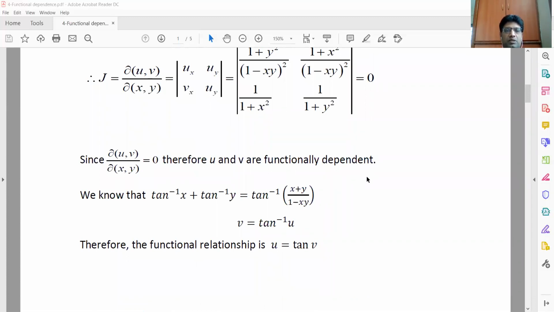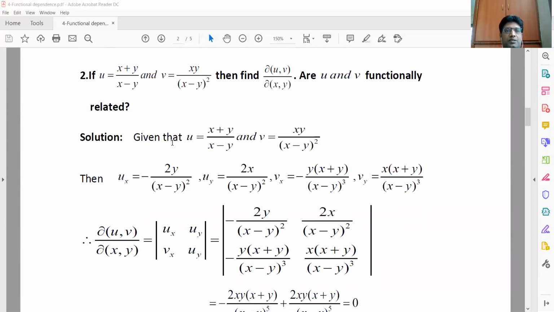Now we have to find the relationship existing between them. We know that tan inverse x plus tan inverse y is tan inverse of (x plus y) by (1 minus xy). Given that tan inverse x plus tan inverse y is v, therefore tan inverse of this is u. So the relationship existing between them is u is tan v.